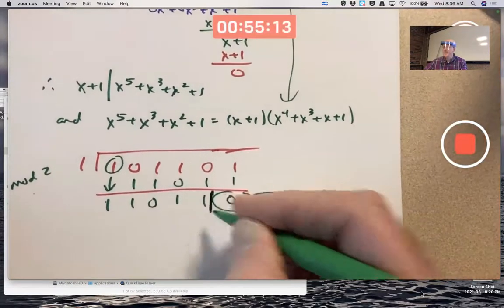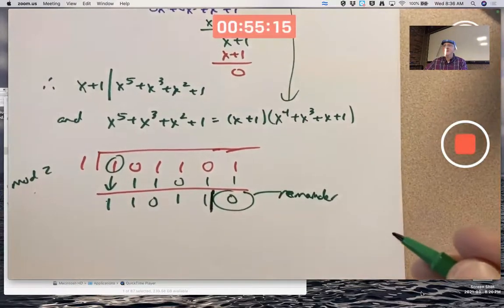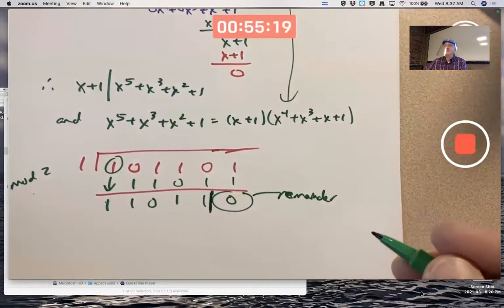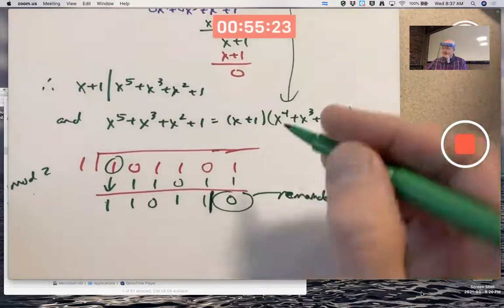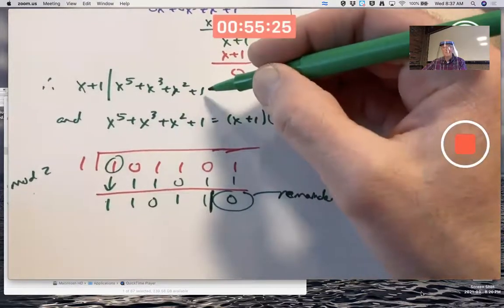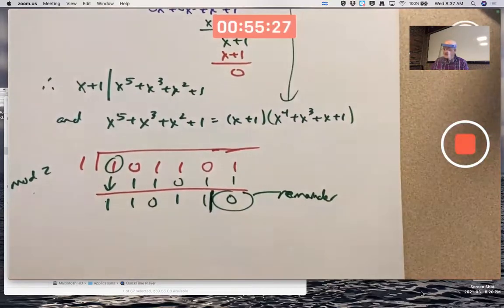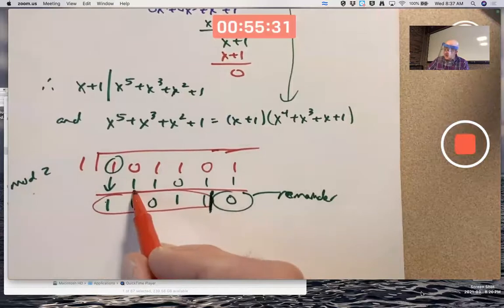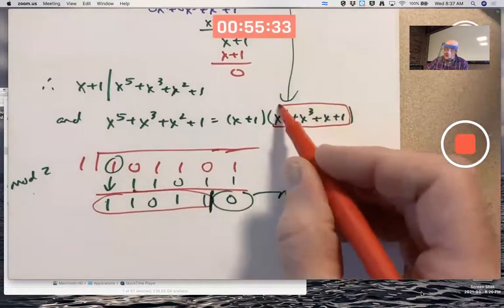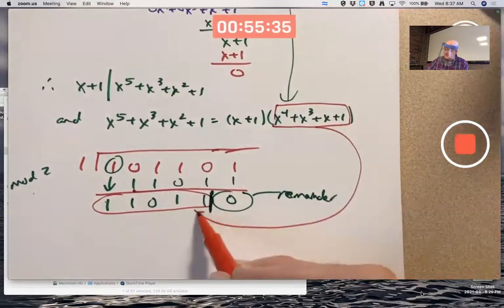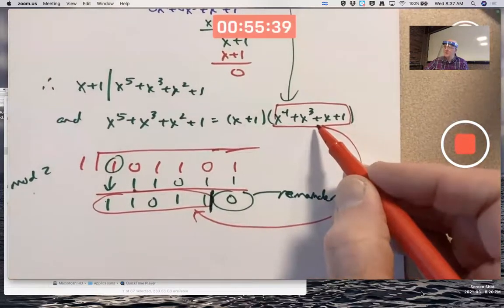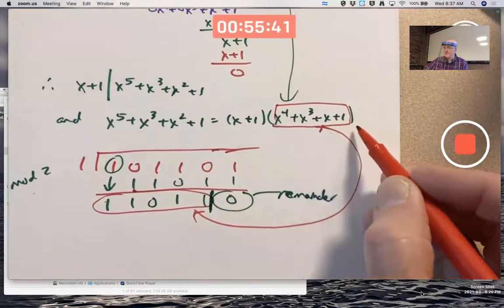But if I'm dividing by a linear polynomial, first degree, the remainder has to be a constant. And in Z2[x], that's either 0 or 1. It's 0, so I can say x plus 1 divides this. And notice that these numbers here, 1, 1, 0, 1, 1, match the coefficients of this polynomial there. 1, 1, 0, there's no x squared term. 1, 1.